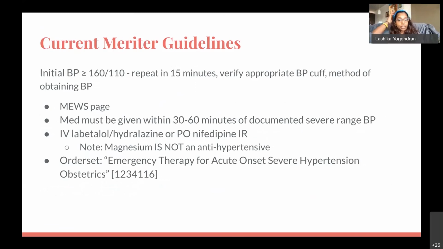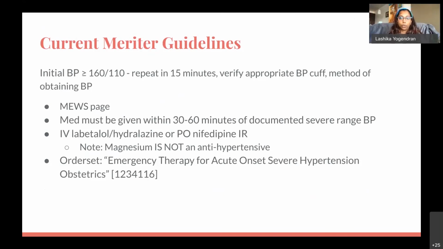the protocol really is to repeat that in 15 minutes, make sure that there's an appropriate size blood pressure cuff, they have tapes to measure, making sure that the method of taking the blood pressure is right. So if they're sitting in a chair, feet on the ground, not cross-legged, all the things that we know as good family med docs. If that blood pressure is still persistently elevated after 15 minutes, technically a NEWS page should be given out. And then the recommendation for Meriter is that we do need to give a med within 30 to 60 minutes of a documented severe range blood pressure, which makes a lot of sense.